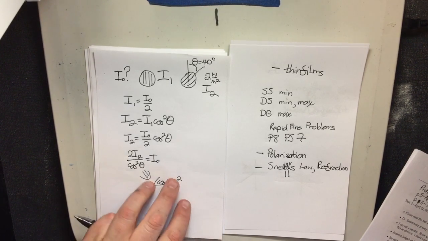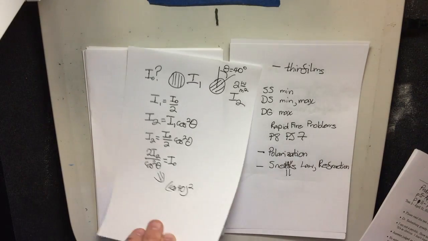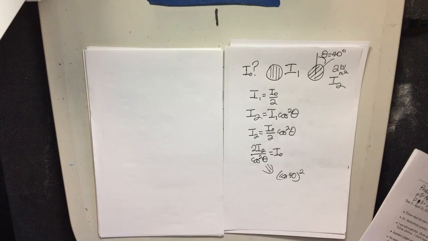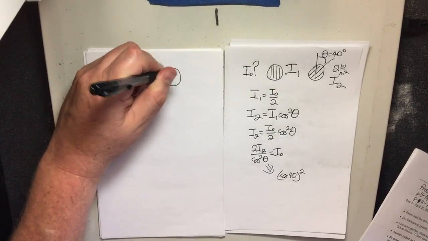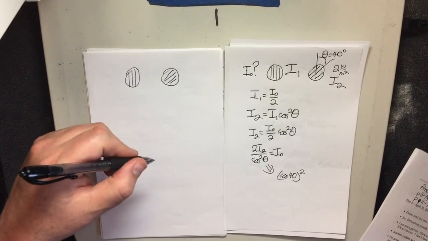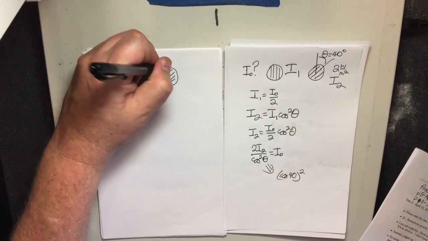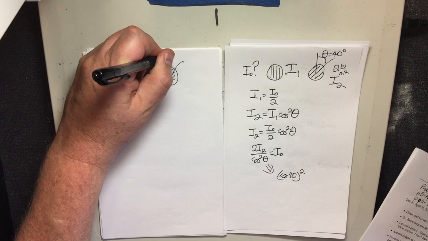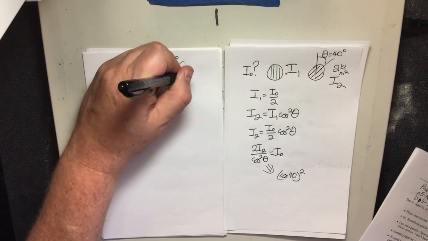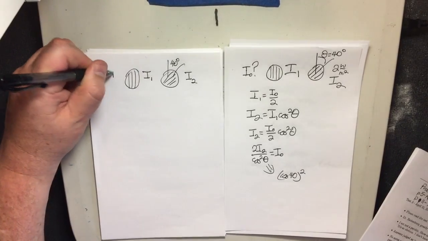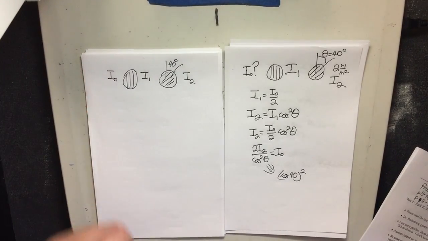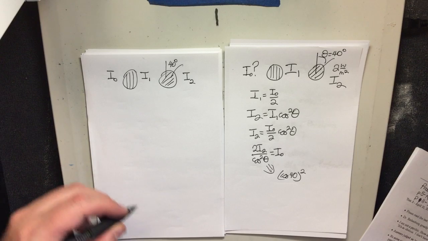Oh, if like, yeah, I think I know. So the angle between these two is 40 degrees. What is the ratio of the light coming out of this thing over its initial intensity?